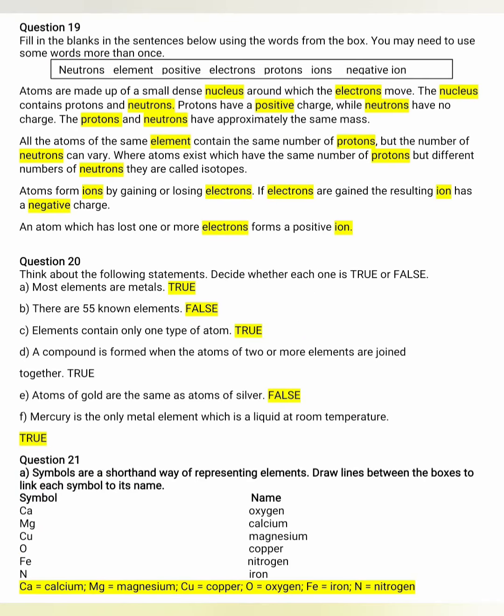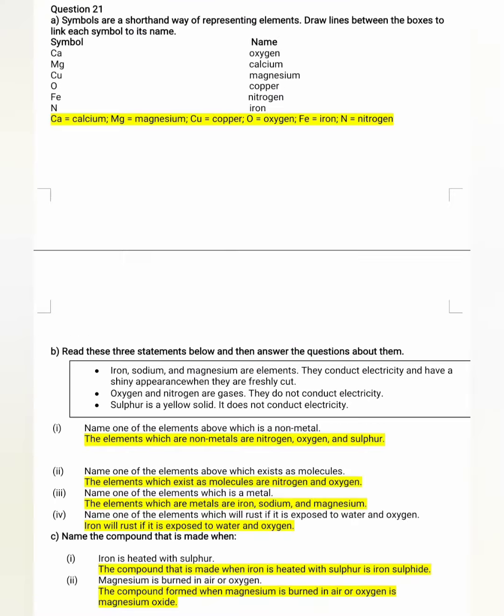Now question number 19, it is fill in the blanks. These are very easy. Kindly pause the video and write the answers. Now question number 20 is true false. You can pause the video and you can get the answers. Question number 21 is about matching the columns. I have done it. You can see the yellow answers are there.